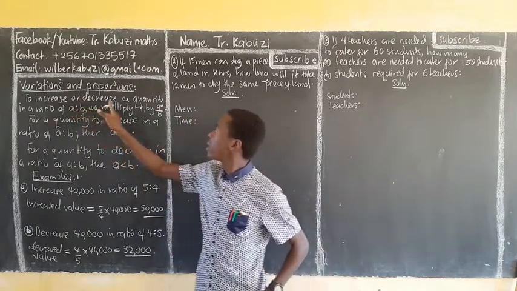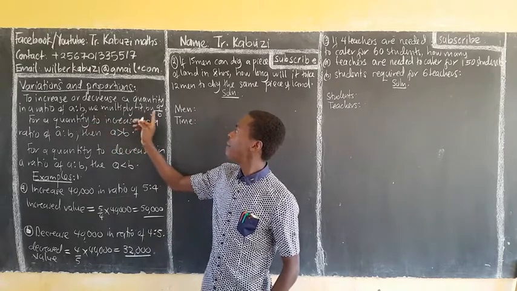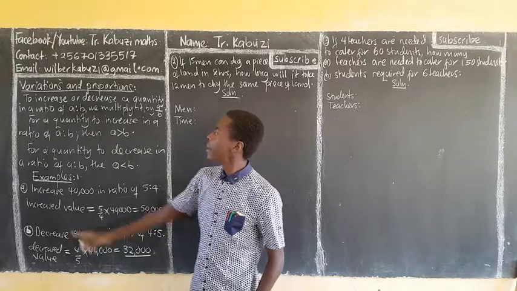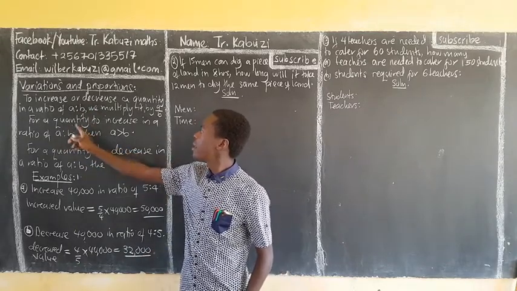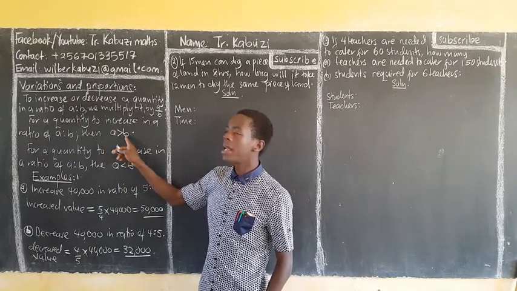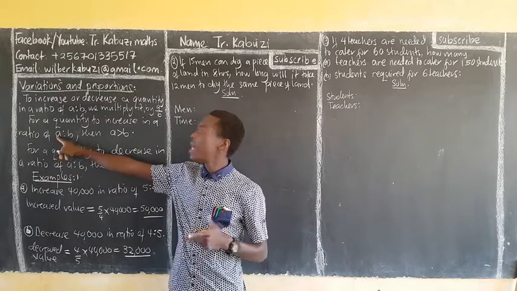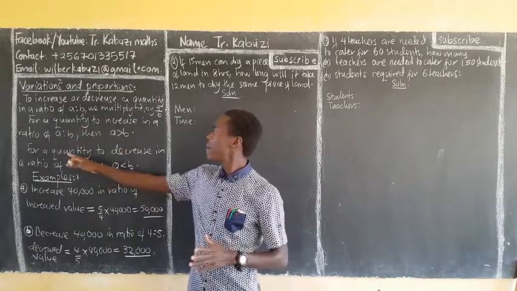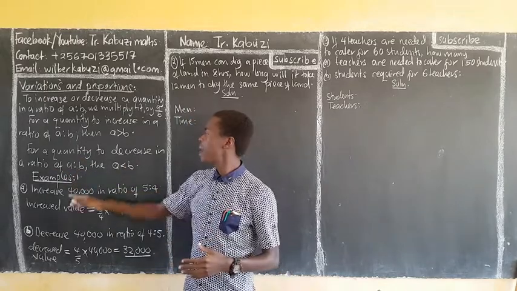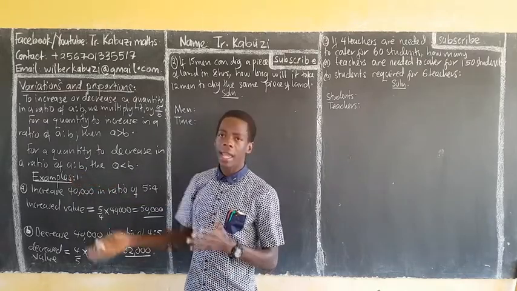Here, to increase or decrease a quantity in the ratio of A to B, we multiply it by A over B. Instead, we can write the ratios as fractions. For a quantity to increase in the ratio of A to B, A should be greater than B. For a quantity to decrease in the ratio of A to B, A is less than B. In simple terms, B is bigger than A.